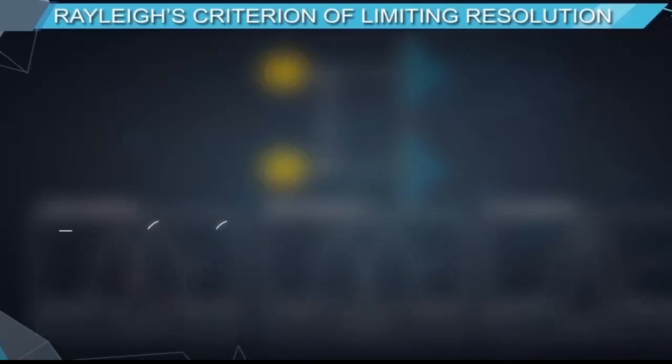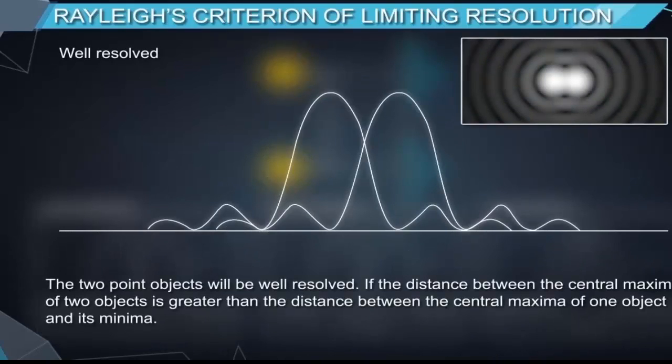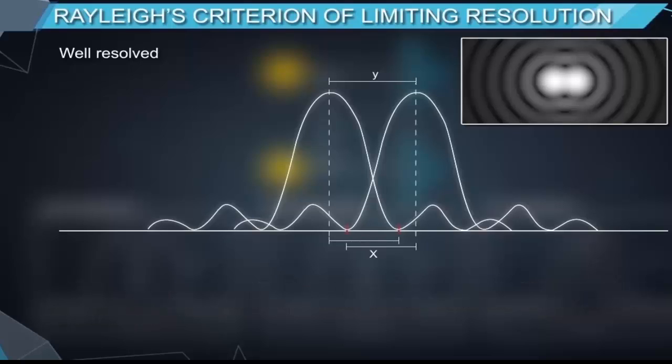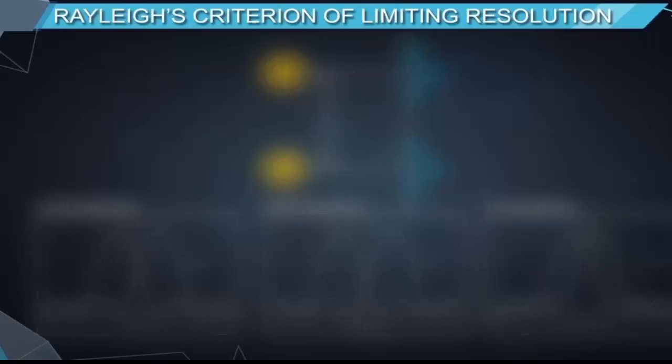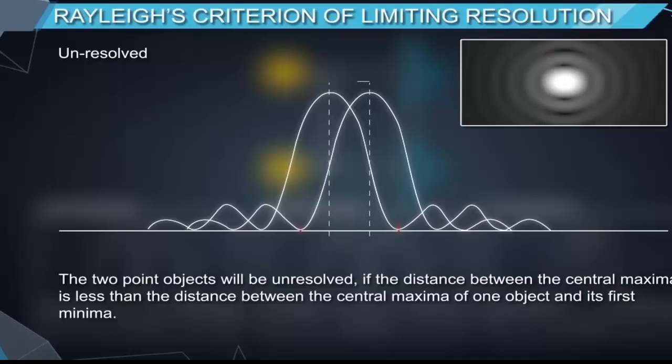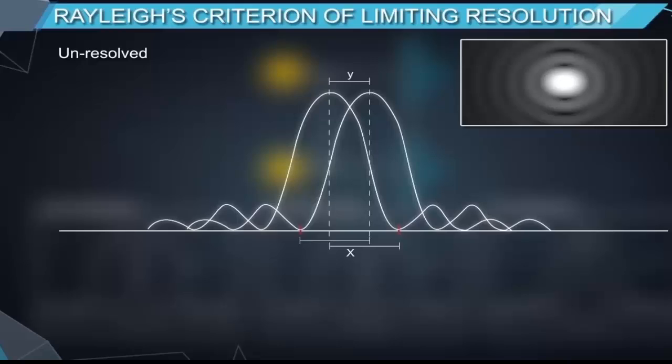Second criterion: two point objects will be well resolved if the distance between the central maxima of the two objects is greater than the distance between the central maxima of one object and its first minima. That is, if y is greater than x, the objects are said to be well resolved. Now, third criterion: the two point objects will be unresolved if the distance between the central maxima is less than the distance between the central maxima of one object and its first minima. Therefore, if y is less than x, the objects are said to be unresolved.